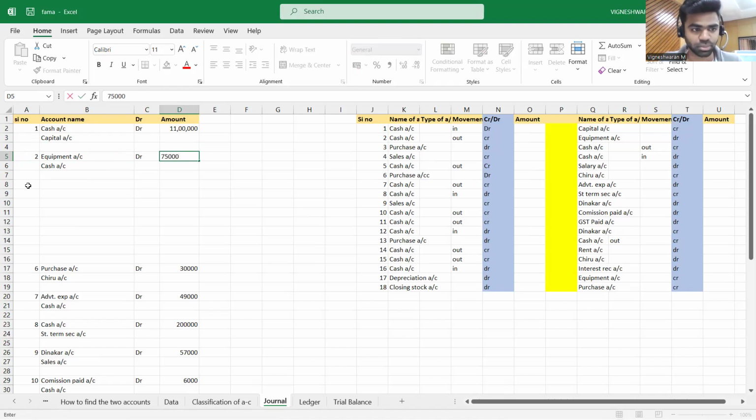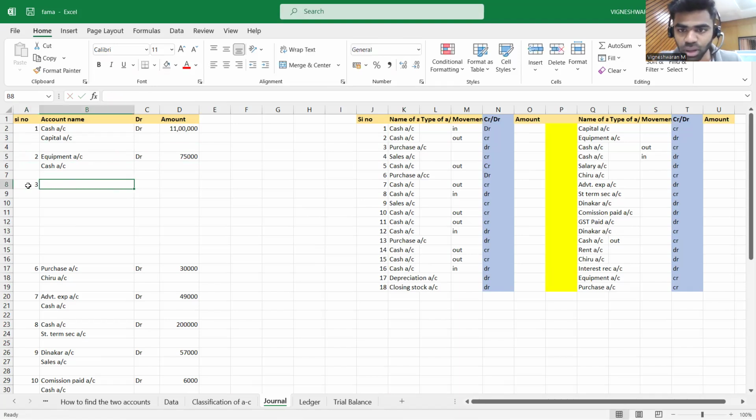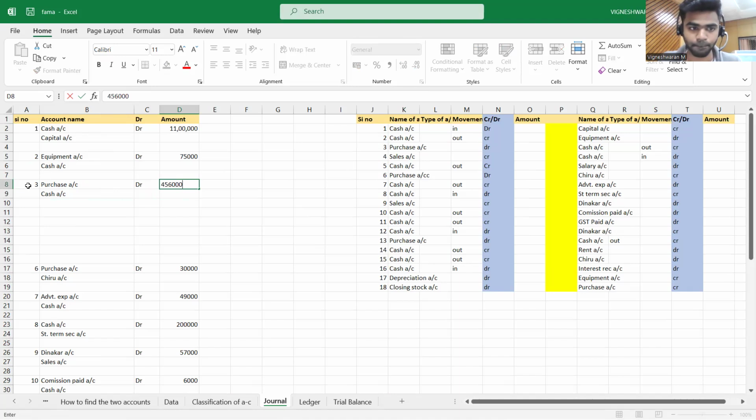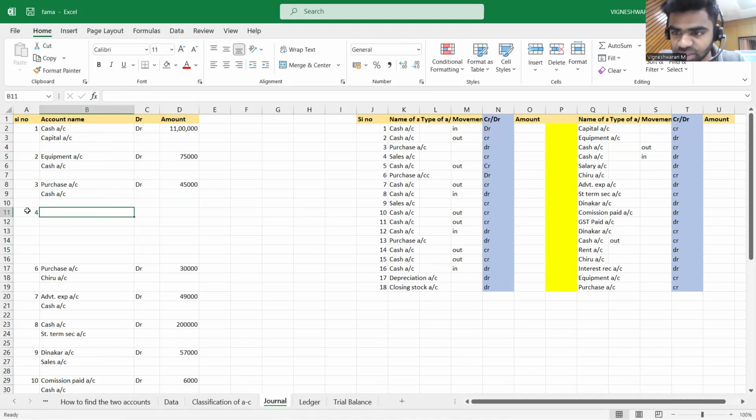Then the third one. It is purchase account, debtor, cash account. The amount is 45,000. Then the fourth one. What is the fourth one? The fourth one is cash account and sales account, right? This one.